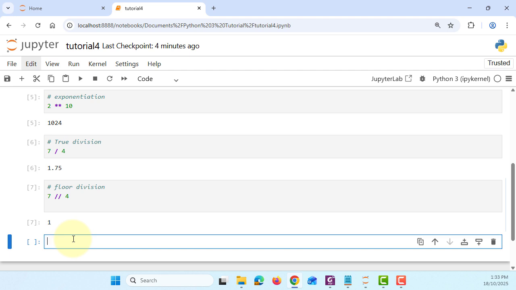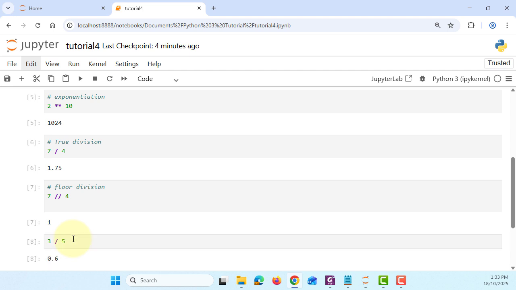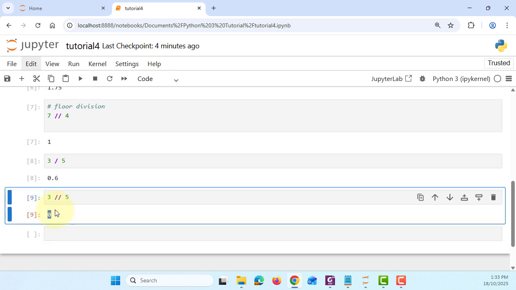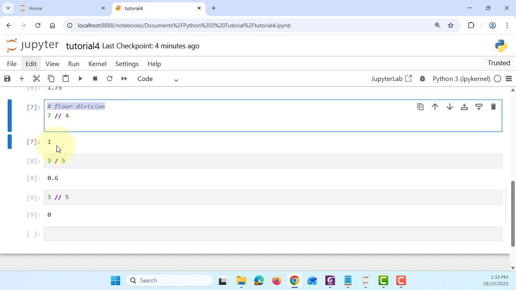If you look at the next example, it makes sense. If we say 3 divided by 5, the true division answer is 0.6. So for floor division, it cannot be bigger than 0.6. The integer value smaller than this is a 0, isn't it? So that's why it should be 0. We are still doing floor division.